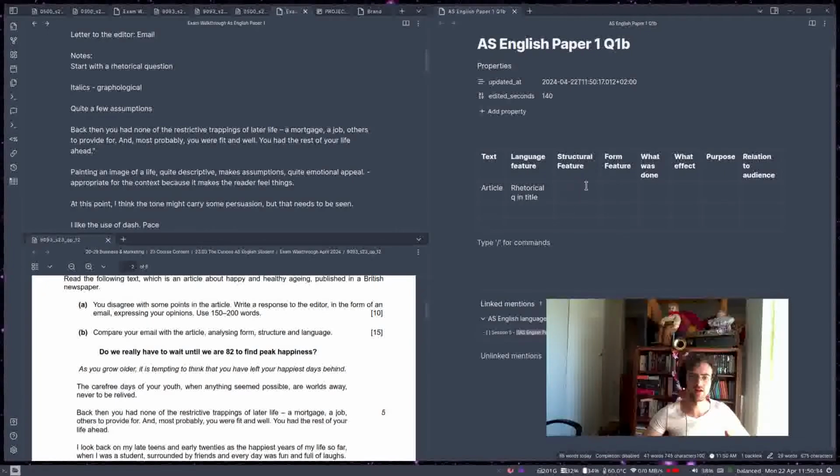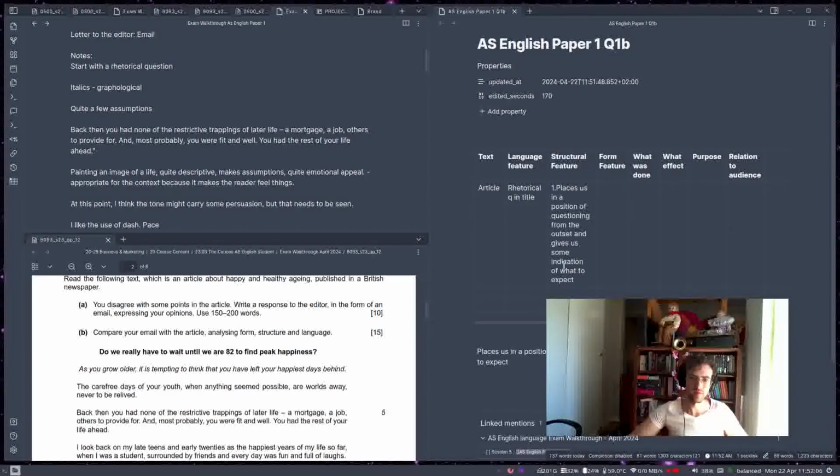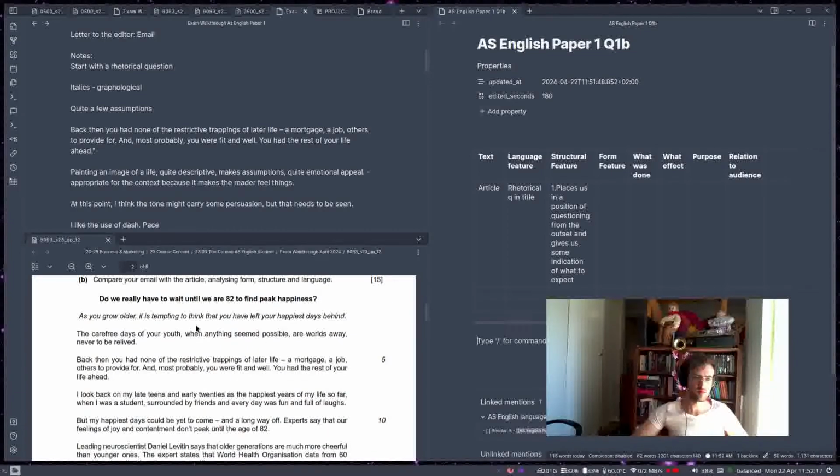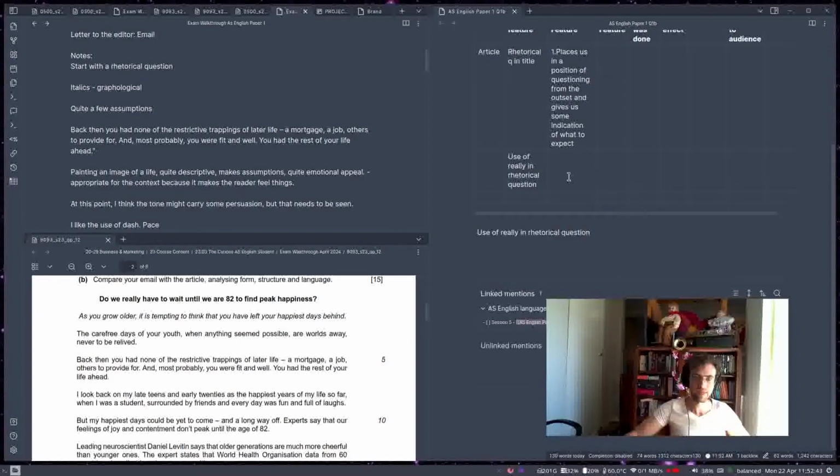I'm going to have to just copy and paste. So my structural feature, okay, so the language feature is we've got a rhetorical question in the title. Structurally, it places us in a position of questioning from the outset and gives some indication of what to expect. I also want to just talk about the use of really.